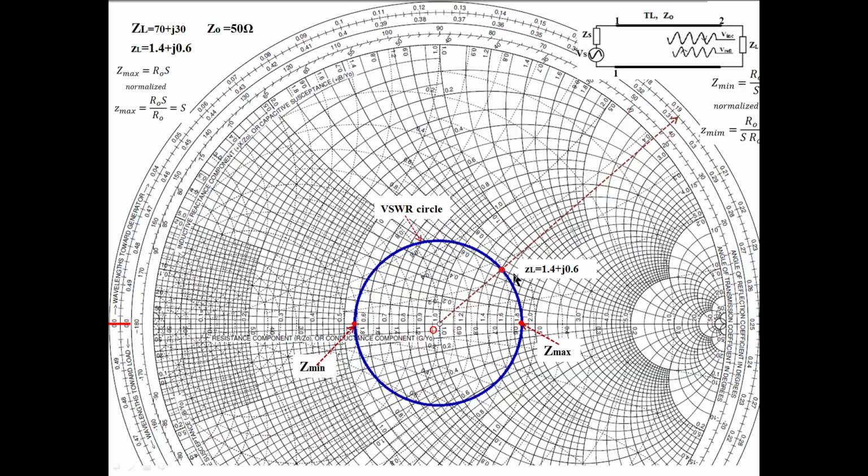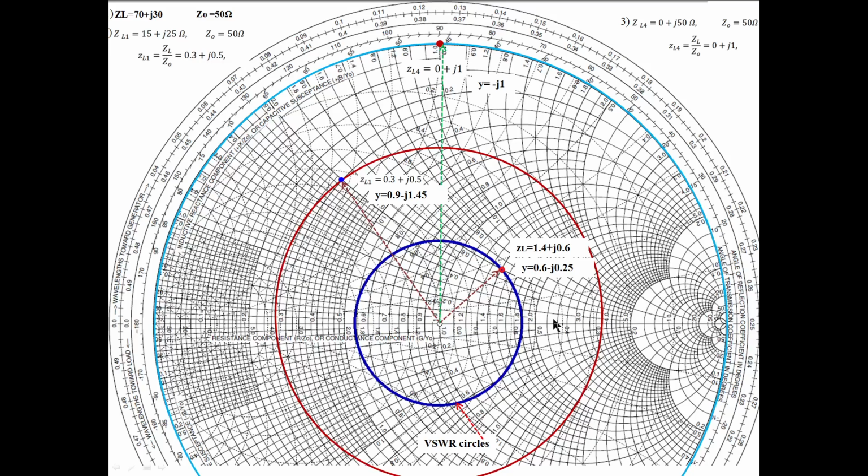So for this load 1.4, we moved from here to here, and that is the maxima distance. You can do this for any load. For example, like the previous problem, 1.4 and 0.3, which we were discussing, take this one: load 0.3 plus j0.5, draw the VSWR circle. This is our load.